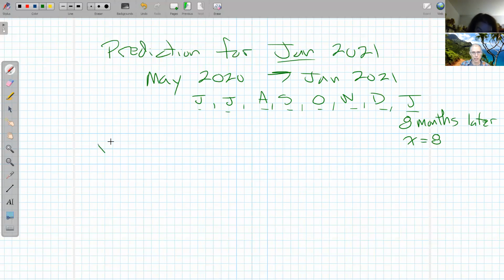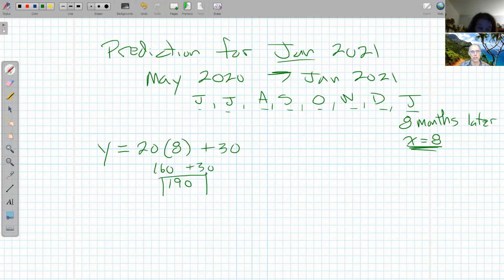So then I go back to my equation, y equals 20. Instead of an x, I'm going to put the x equals 8 in there, add the 30, and depending on your numbers, you needed a calculator or not. So let's see, 20 times 8 is 160 plus 30. I can get away without a calculator here because these numbers aren't too bad. The prediction is that there should be 190 cases.